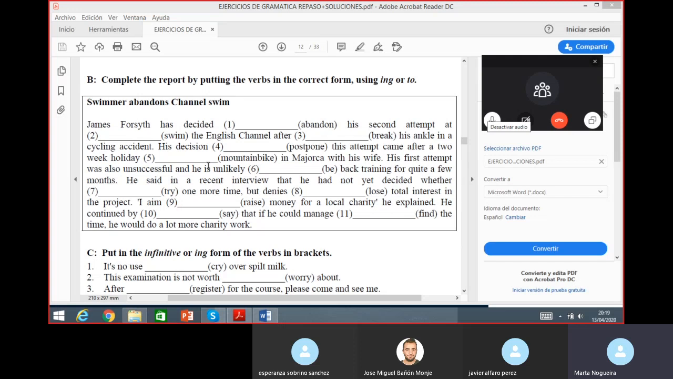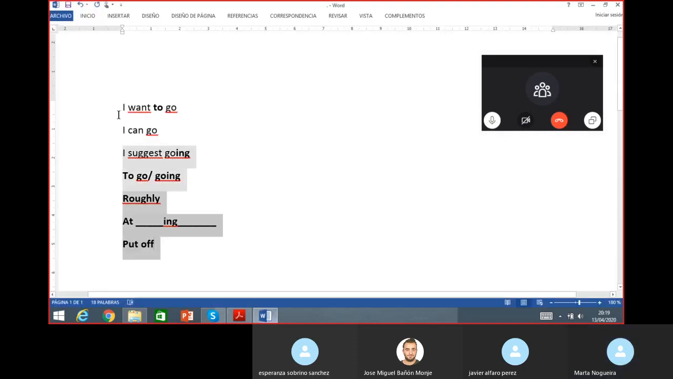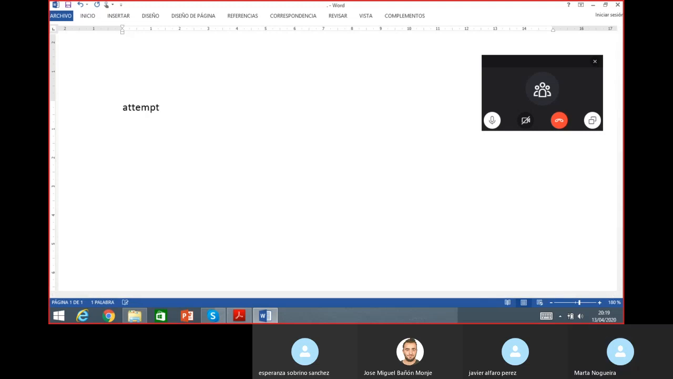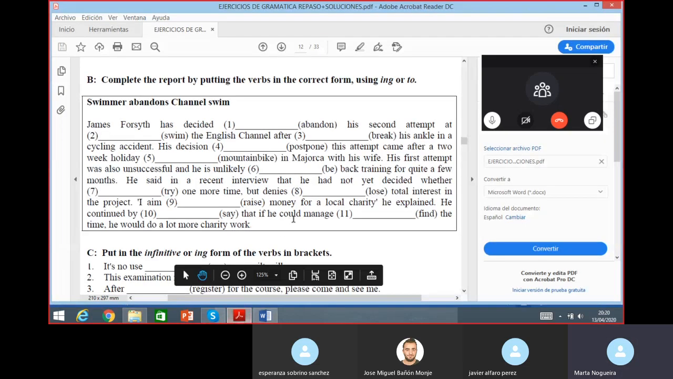James Forsyth has decided to abandon his second attempt. Attempt es un intento, ¿vale? Attempt. Como nombre, intento. Y I'm going to attempt también es un verbo, intentar, ¿vale? Es como try, pero es más formal. Let me see. Okay. So, to abandon his second attempt at swimming.